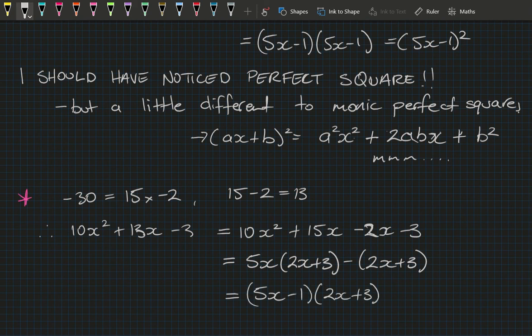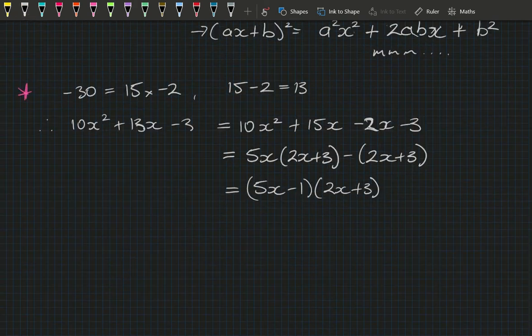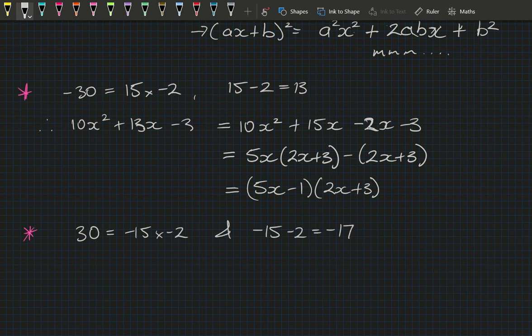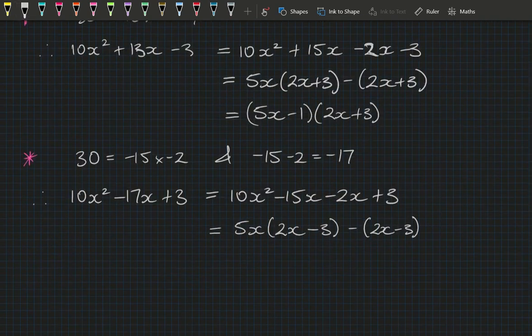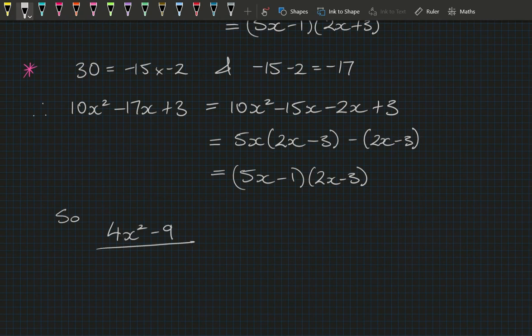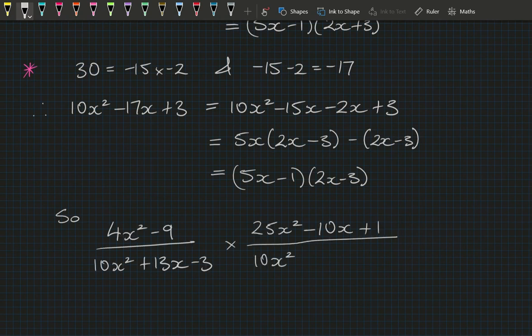And lastly, 30 is equal to minus 15 times minus 2, and minus 15 minus 2 is equal to minus 17. So 10x squared minus 17x plus 3 is equal to 10x squared minus 15x minus 2x plus 3, which is equal to 5x times 2x minus 3 minus 1 times 2x minus 3, which equals 5x minus 1 times 2x minus 3. So with all that in mind, let's write out the original algebraic fraction.